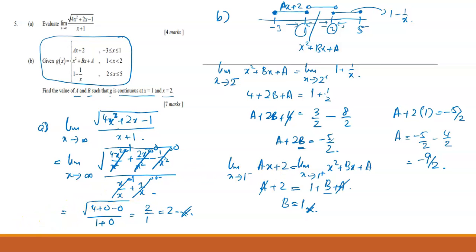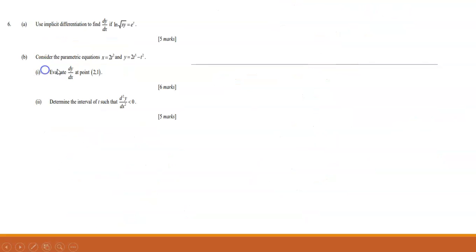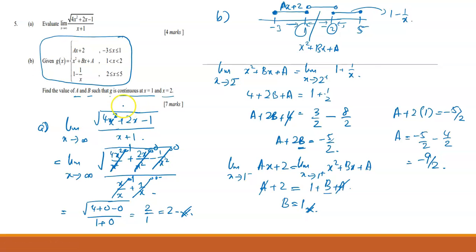Okay, class, I recall I made a mistake here, because according to this graph of the function g(x), the function is 1 minus 1 over x. I made it 1 plus 1 over x. So I made a mistake here, sorry.